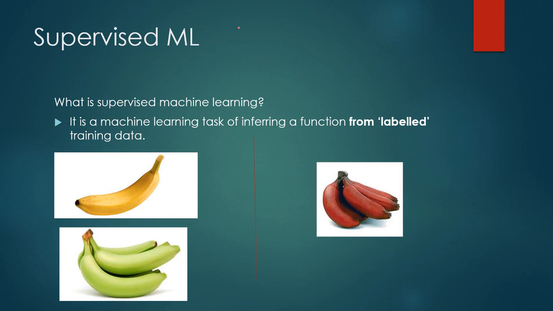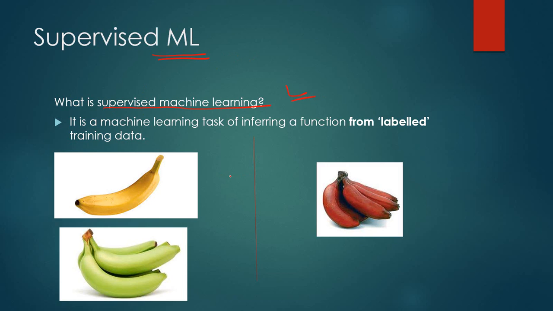So machine learning can be of two types. Machine learning algorithms can broadly be categorized into supervised machine learning algorithms and unsupervised machine learning algorithms. So what are supervised machine learning algorithms? Let's try to understand like this.